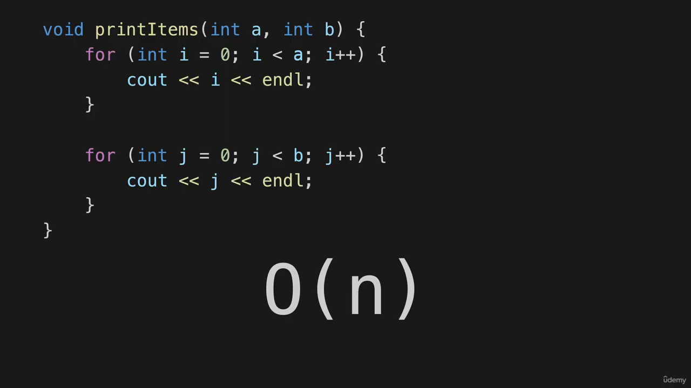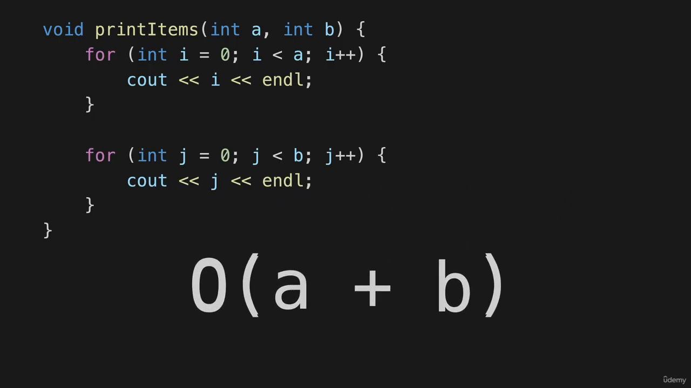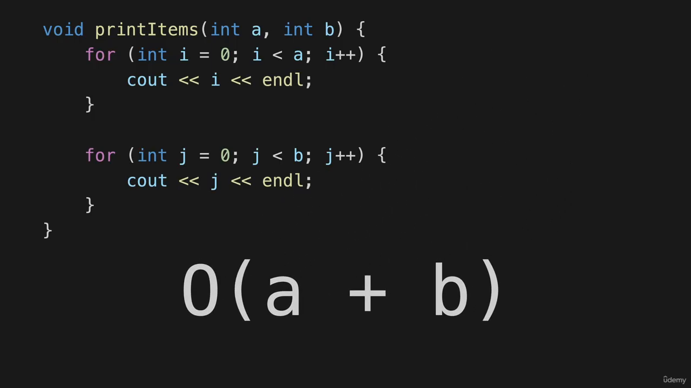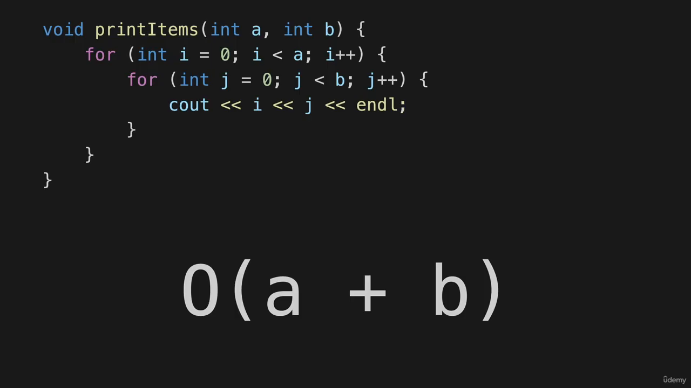Now, if you think about this as just an algebra problem, you can't say that A equals n and B equals n. These are different terms. So you need to say that the first for loop is O of A, and the second for loop is O of B. And when you add these together, this is as far as you can simplify this, O of A plus B. Likewise, if you have a for loop inside of a for loop, you would say that this is O of A times B.